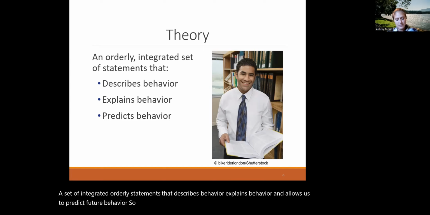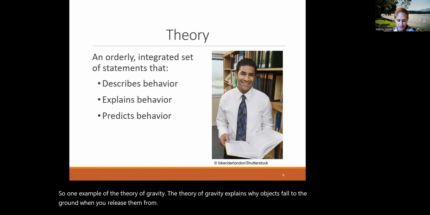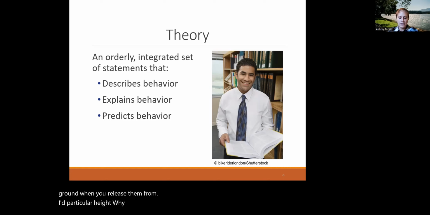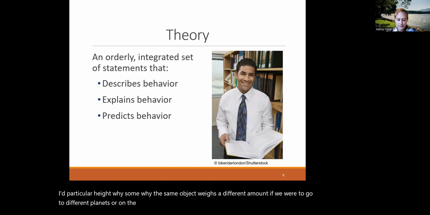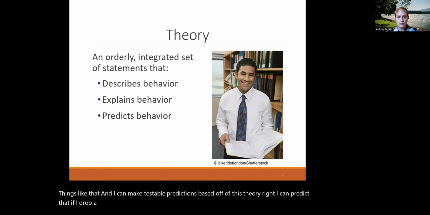So theories in science must be logically sound. They can't contain contradicting statements. They can't contradict scientific observations. And they have to allow us to draw testable predictions or hypotheses. So one example, the theory of gravity. The theory of gravity explains why objects fall to the ground when you release them from a particular height, why the same object weighs a different amount if we were to go to different planets or on the moon, things like that. And I can make testable predictions based off of this theory, right? I can predict that if I drop a pen, it will fall towards the ground, right? And then I can test that to see if my prediction holds true.